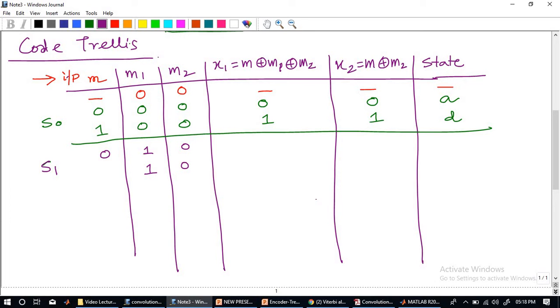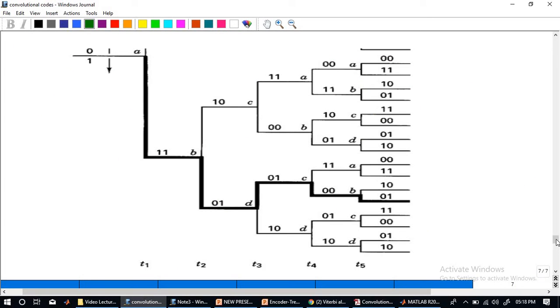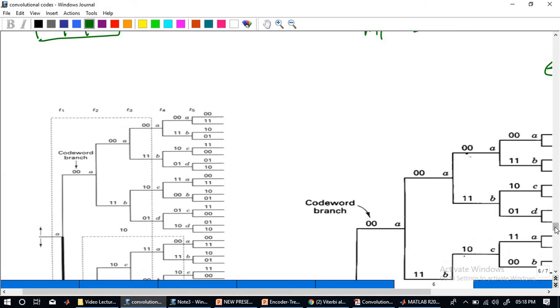What are we trying to do? We are consolidating all the possible input and output combinations. Nothing more than that. So 1, 0 is the present state. For example, suppose this one doesn't exist. The second line: 0 comes in. So 0 plus 1 plus 0. So what will be your x1? 1. What will be your x2? 0.